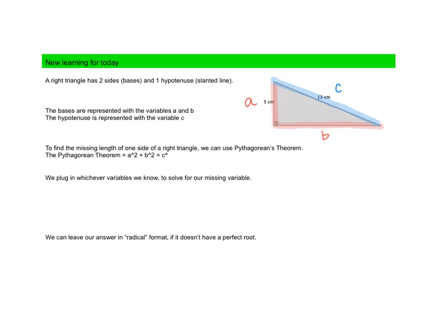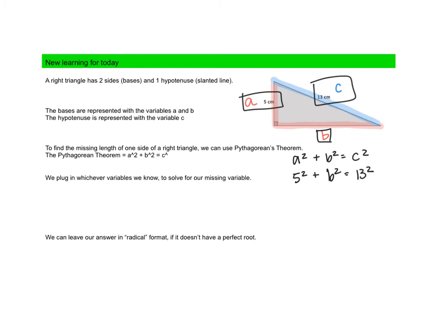Okay? To find the missing length of one side of this triangle, which we're missing b right now, we use Pythagorean's theorem, which is a squared plus b squared equals c squared. And we just plug in the numbers that we do know. We know that a is 5, we know that c is 13, to find our missing length. So we did this earlier, so this becomes 5 squared plus b squared, because we still don't know b, equals 13 squared.